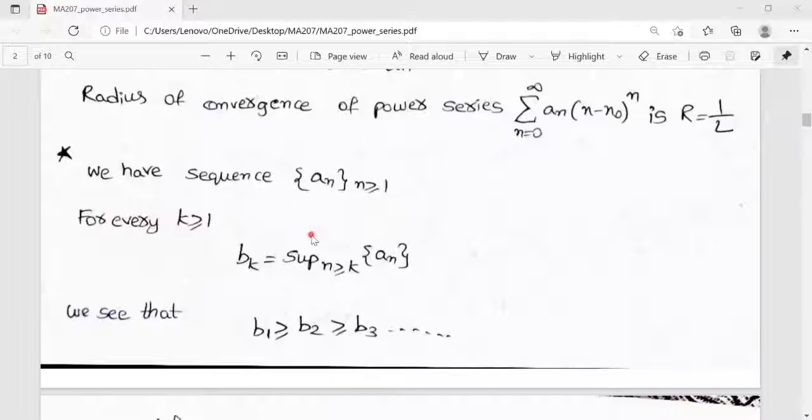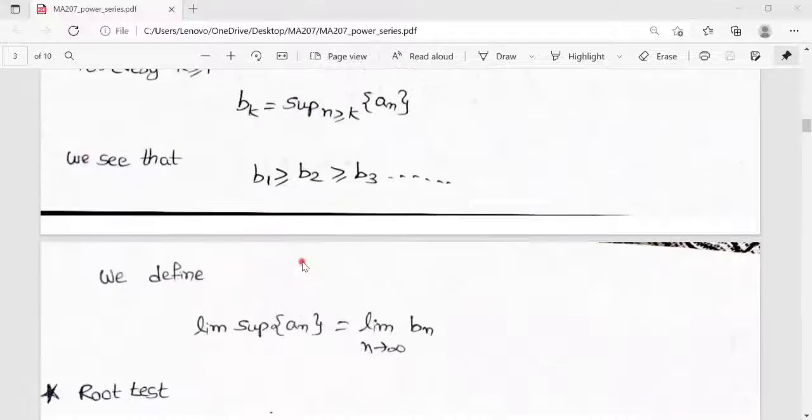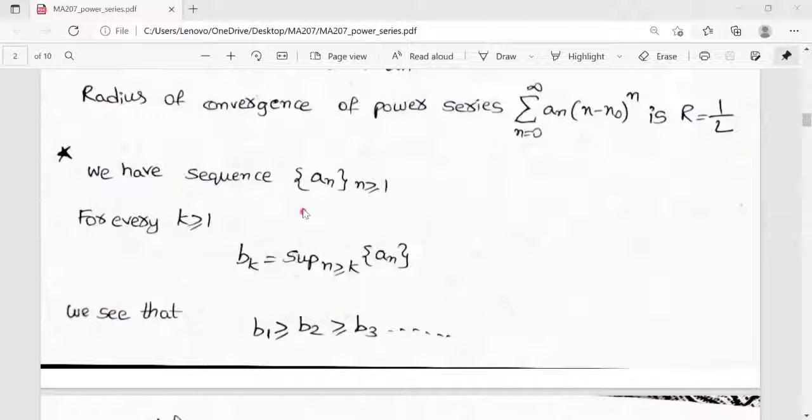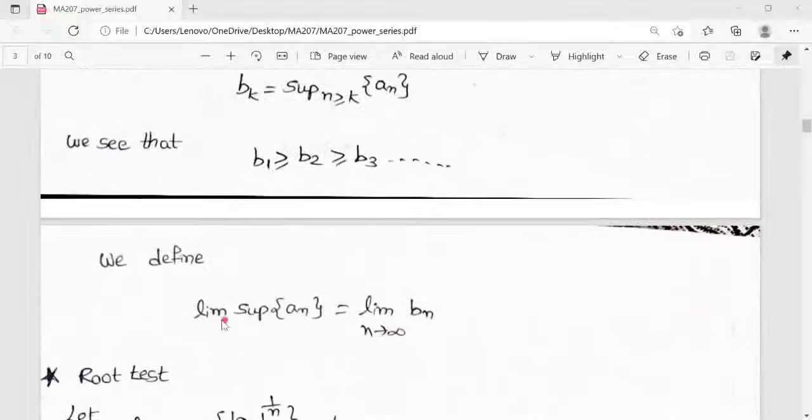Before learning about the second method, we will study the lim sup function. If we take a series a1, a2, a3, and so on up to an, then bk is defined as the supremum of an for n greater than k. So b1 is the supremum of a1, a2, a3, and so on, and b2 is the supremum of a2, a3, a4, and so on. We can see that b1 is always greater than or equal to b2, which is greater than or equal to b3, and the lim sup of an is denoted by the limit as n tends to infinity of bn.